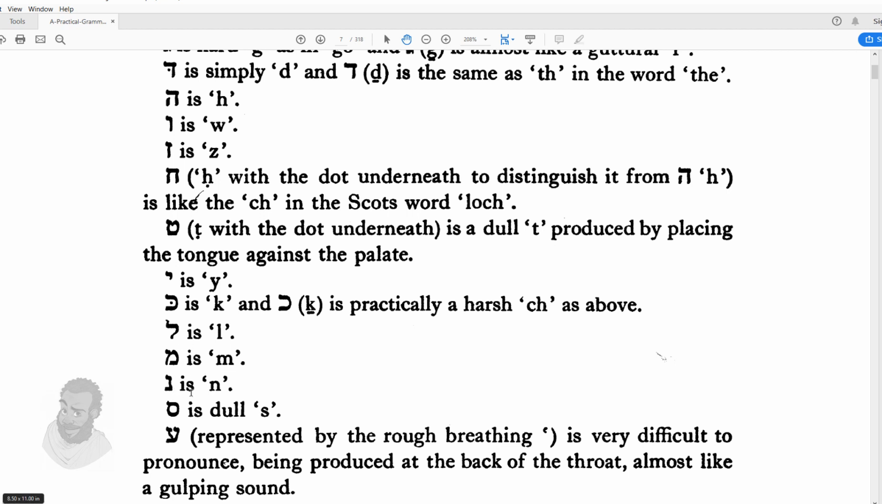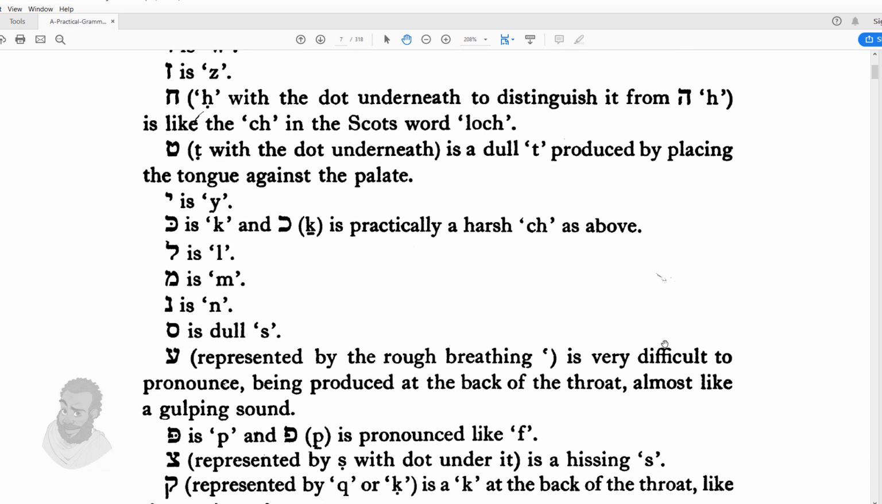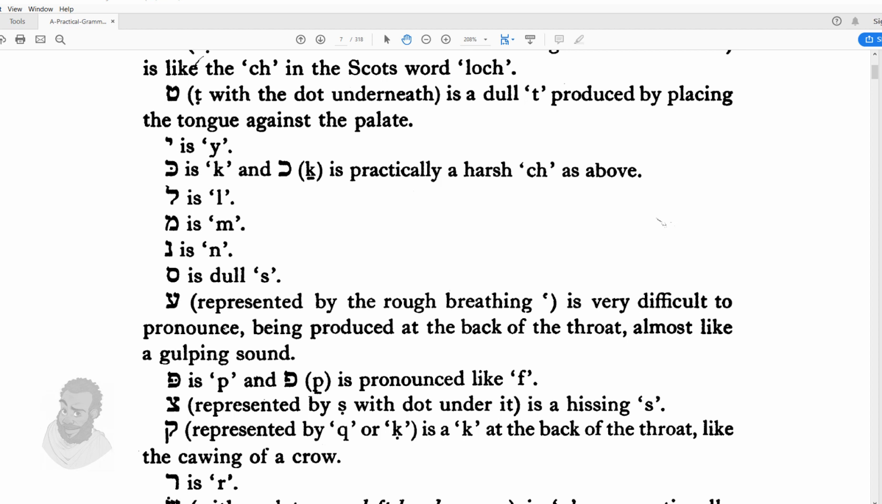Mem is m, then you have nun is n, you have samech is a dull s, and you have ayin represented by the rough breathing. It's very difficult to pronounce, being produced at the back of the throat. That's why it should sound like your breath is being cut off when I say al, when I say ra, when I say alecha, alechem, okay? When I say anan, okay? Things of that nature. Being produced at the back of the throat, almost like a gulping sound, okay?